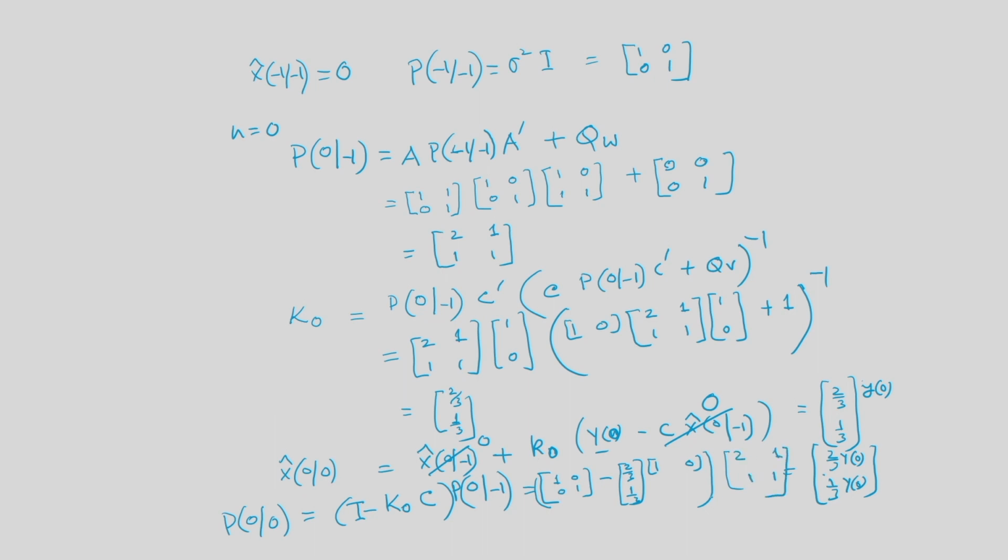If we carry out this calculation, we will get 2/3 1/3 1/3 2/3. So, that way we can find P of 0 given 0, then we can find P of 1 given 0, then K1, then x of 1 given 1, like that. So, we can estimate the states in this recursive manner.